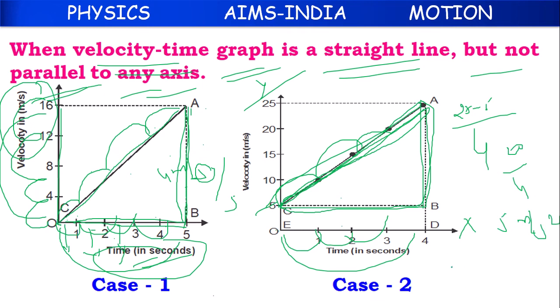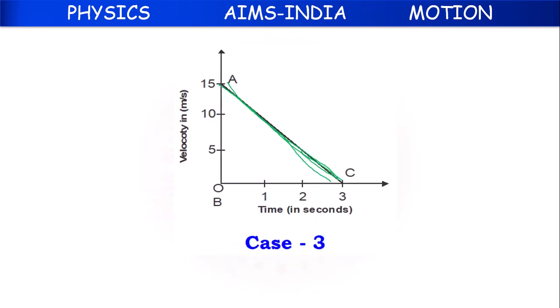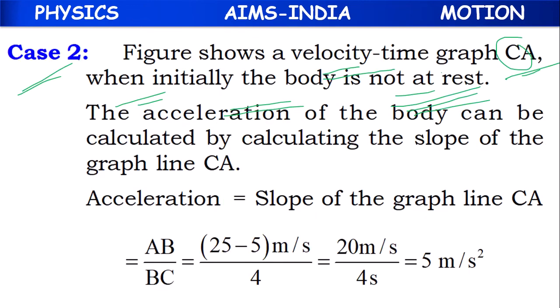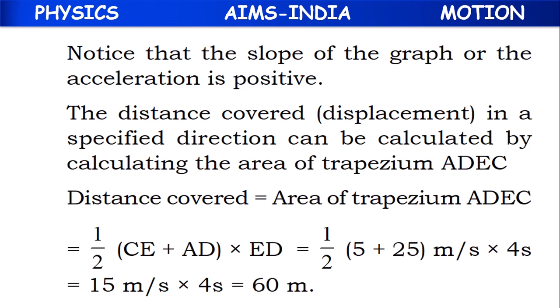Whereas what is the area? Half into AB into BC. So what will be the value? Half into AB value 20 into BC value 4. 2 10s are 20, 10 into 4 is 40. 40 meters is the area covered by the body. So like this, AB by BC, 25 minus 5, 5 meter per second square.